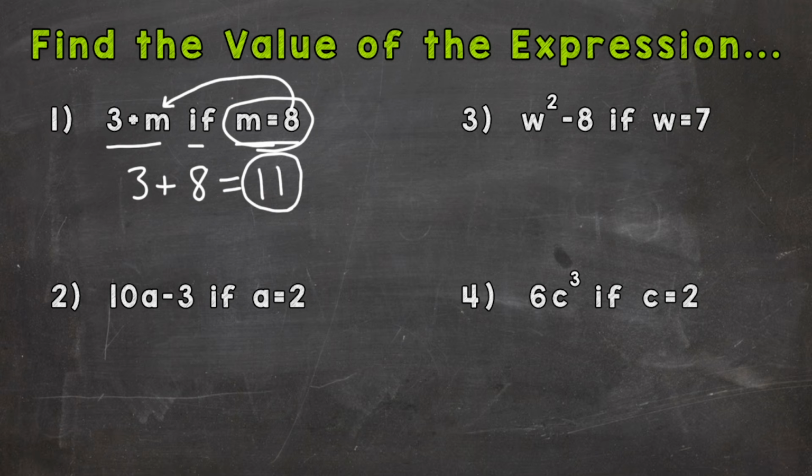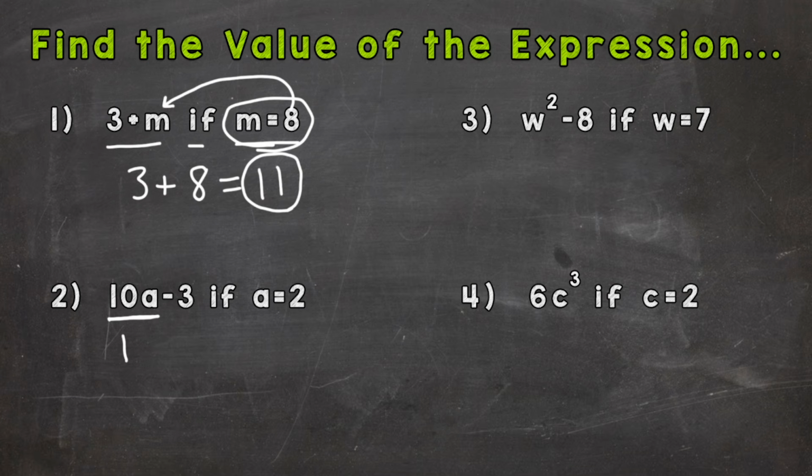Number 2, we have 10a minus 3. So find the value of the expression 10a minus 3 if a equals 2. So right here where we have a number right next to a letter, whenever you see that, that means multiplication. So that means 10 times a, or 10 times the value of a.